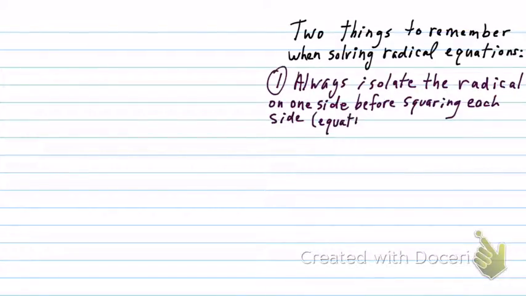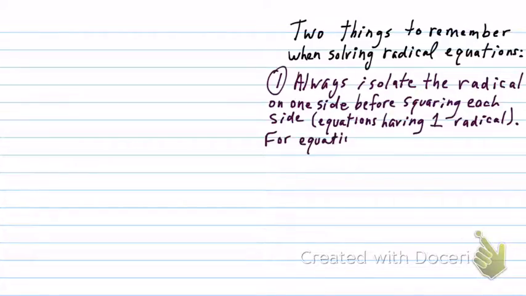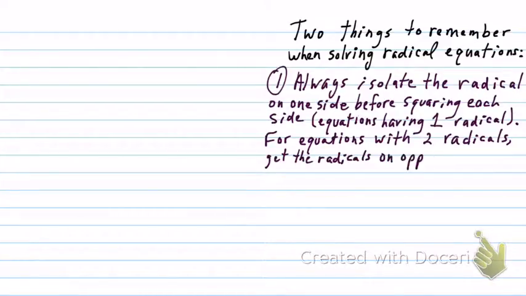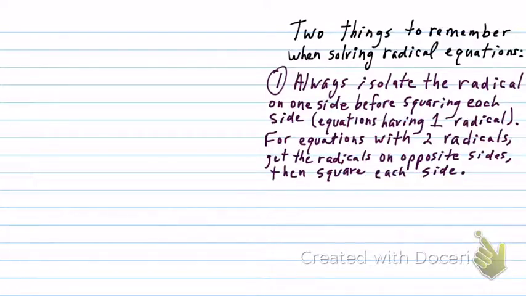This is with equations that have just one radical, and most of ours are going to have just one radical. By the way, if you do have an equation with 2 radicals, you want to get the 2 radicals on opposite sides, and then you can square both sides. So we'll do that at the very end. The other thing that we want to remember, let's look at a problem first, and then we'll put that down.